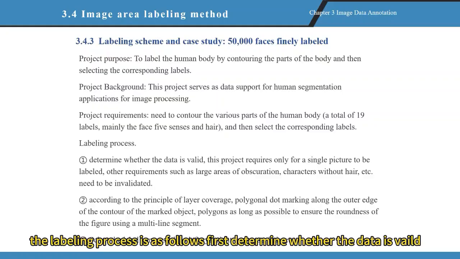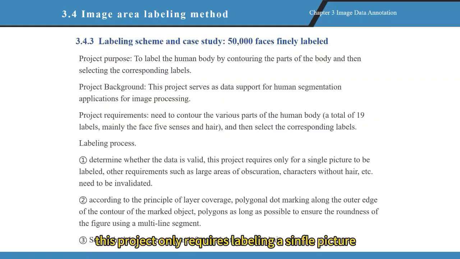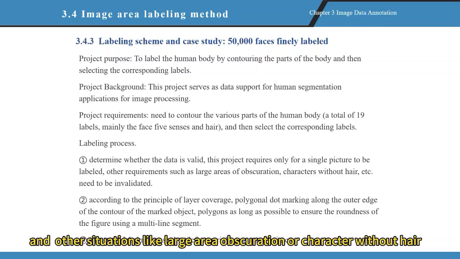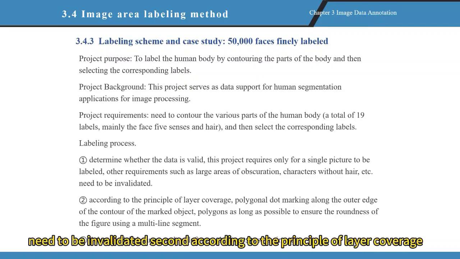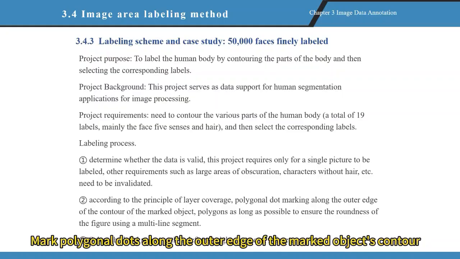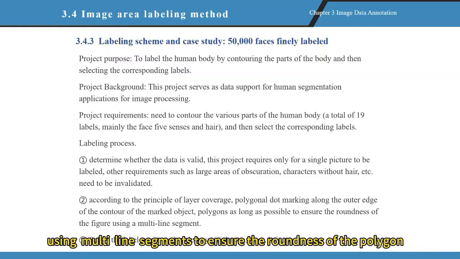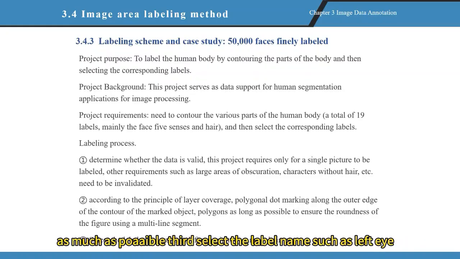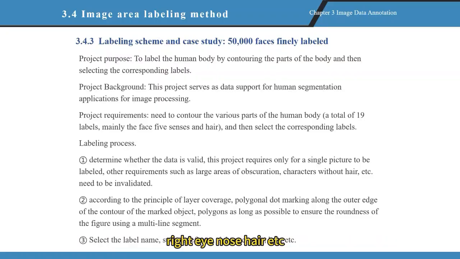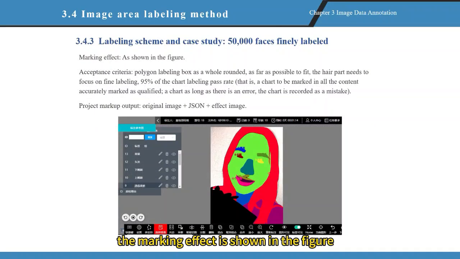First, determine whether the data is valid. This project only requires labeling a single picture, and other situations like large area obscuration or characters without hair need to be invalidated. Second, according to the principle of layer coverage, mark polygonal dots along the outer edge of the marked object's contour, using multi-line segments to ensure the roundness of the polygon as much as possible. Third, select the label name, such as left eye, right eye, nose, hair, etc. The marking effect is shown in the figure.